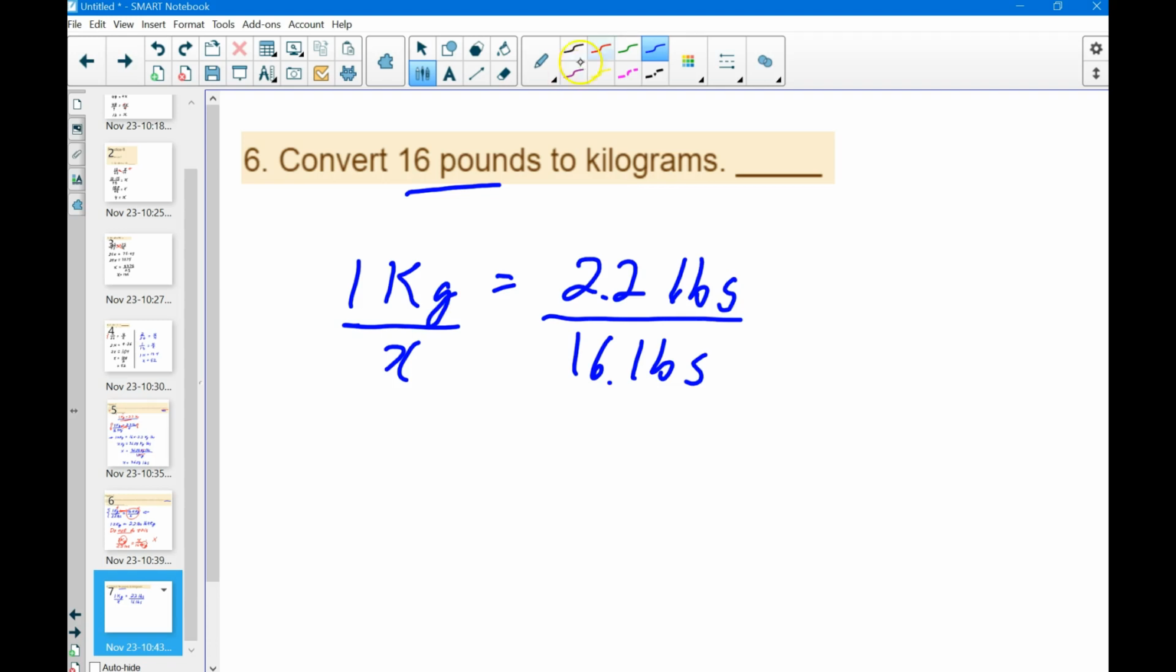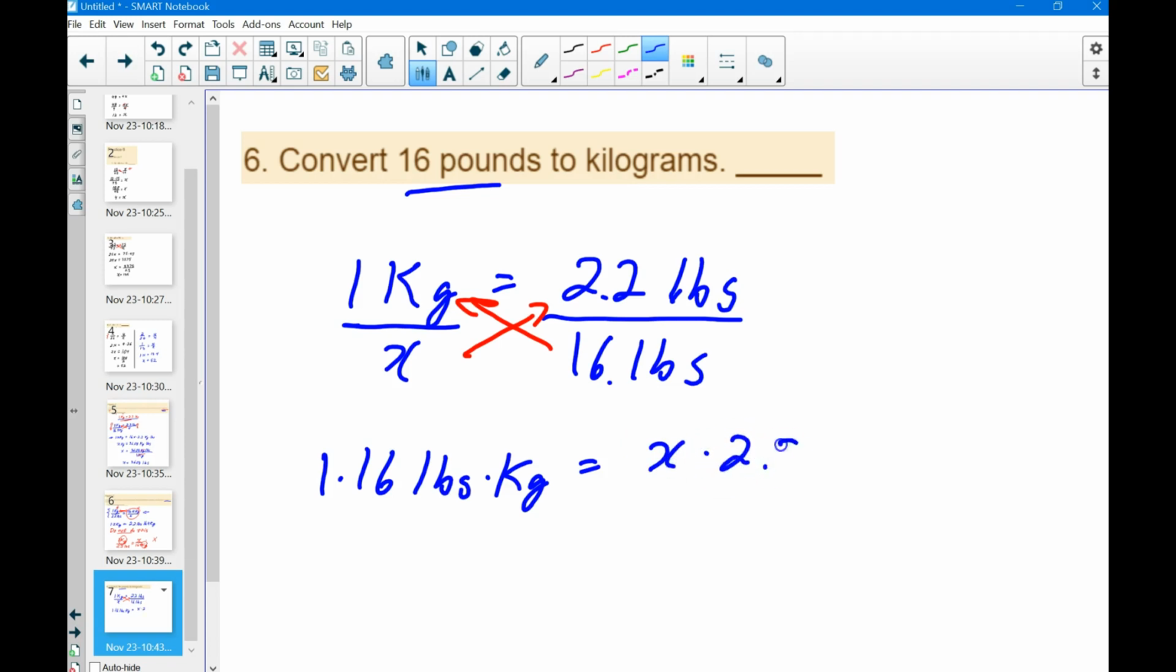So cross multiplying like we did before, this one times this one. I have 1 times 16, 1 times 16 pounds per kilogram. I'm going to have x times 2.2 pounds.